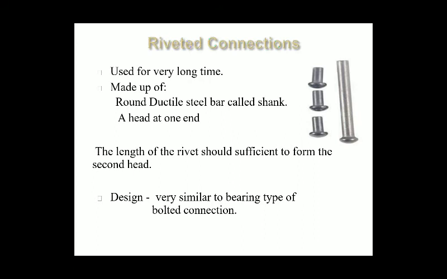Rivets are made of round ductile steel bar. It has a head at one end. While connecting the members with the help of rivets, the rivet should have sufficient length so as to form a second head after inserting into the hole. Its design is very similar to that of the bolted connection. In the next lecture, we are going to study the design procedure of the bolted connection.